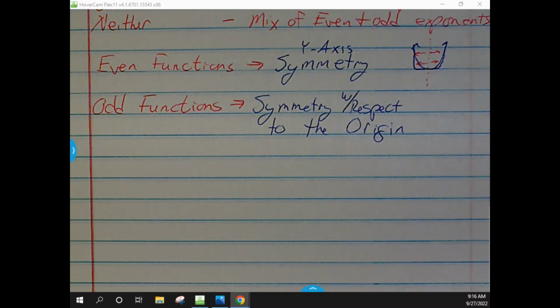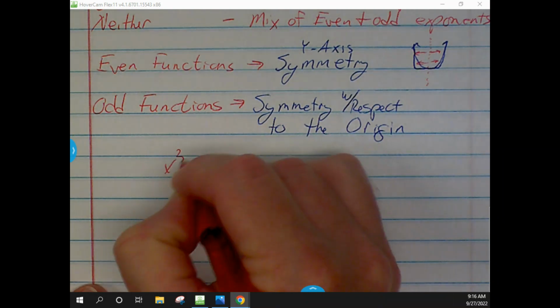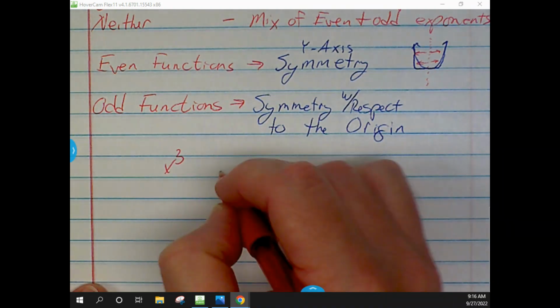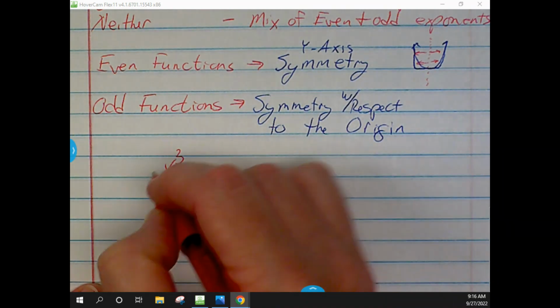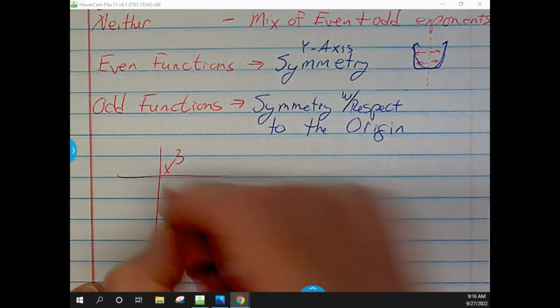So it's kind of one of those things where basically it's that one. So that if we went back to x to the third, if you plugged in, just to kind of give you an idea here.